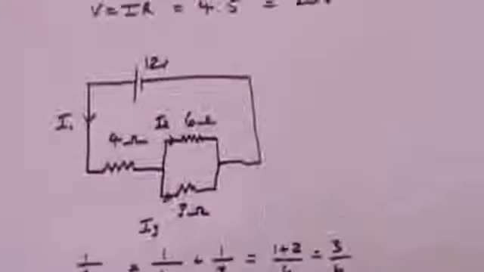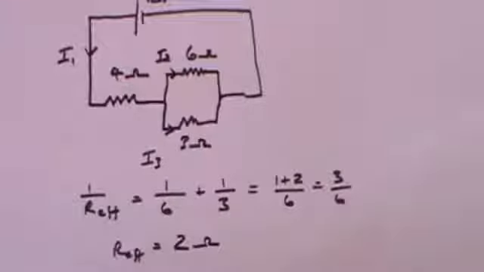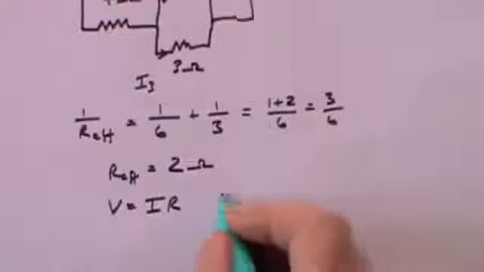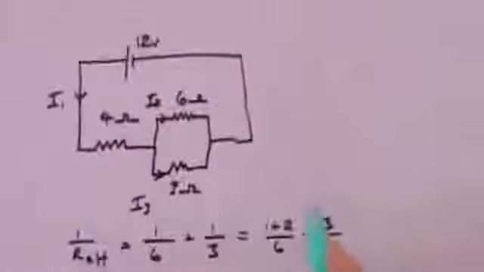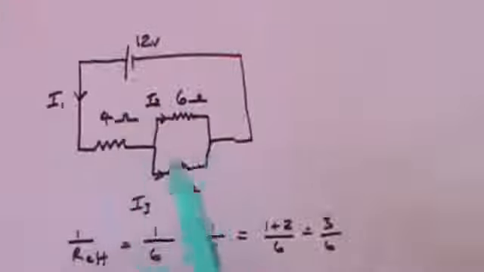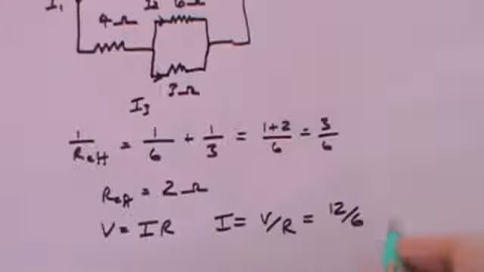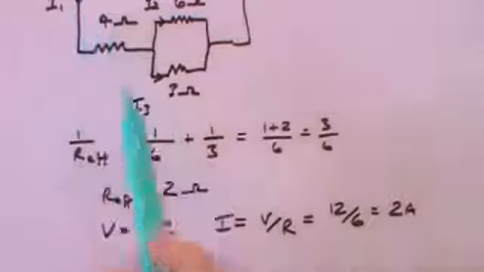So now we can work out what the current is flowing through the entire circuit. We know that V equals IR, and that means that I is going to be V over R, which is, well, the voltage was 12 volts, and we just calculated that the total effective resistance is 6. So that's 12 divided by 6. That's going to be 2 amps. So 2 amps is coming through the circuit.